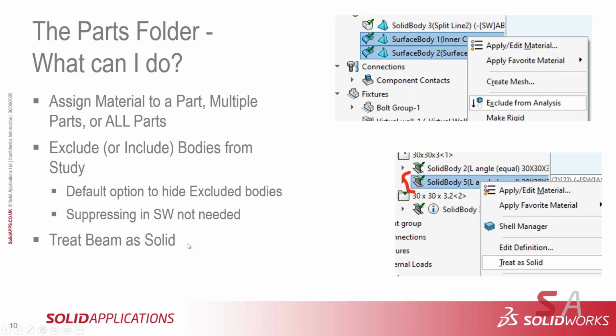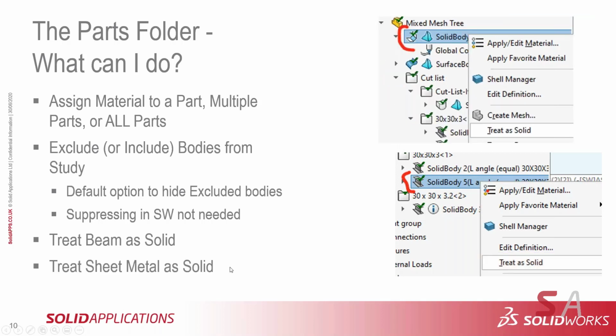Treating beams as solids, that's another thing we can do in the parts folder. So you can see here there's a beam, and we right click it, we can choose the option to treat it as a solid. So it will no longer mesh as a beam with a joint on each end. It will actually be a solid and get a mesh just like any other solid. You can also treat any sheet metal component as solid. So you see here, this is the icon for a sheet metal component as opposed to a flat surface type of component. This is a sheet metal component, and you can right click on it and treat it as a solid. Because it started out life as a solid, it actually is a solid, isn't it?